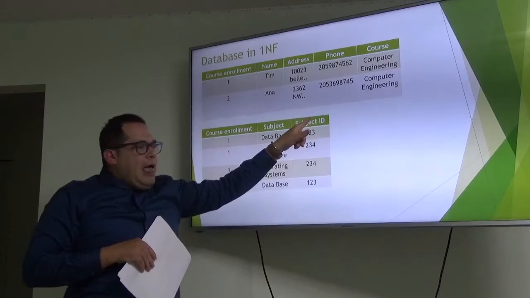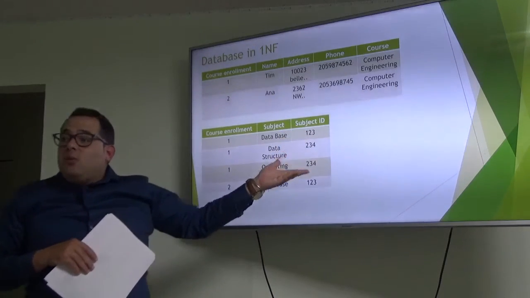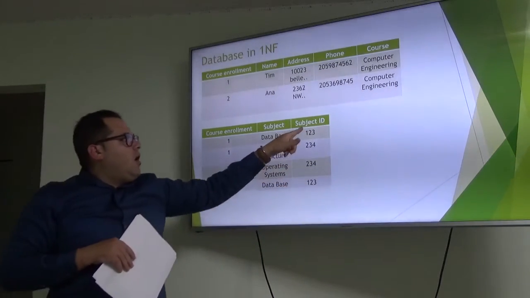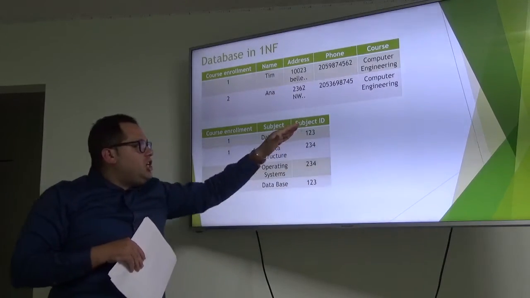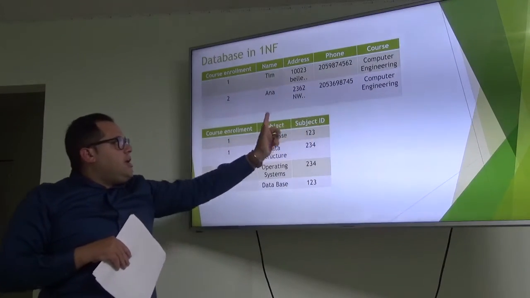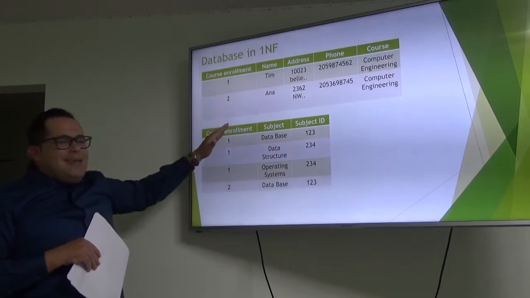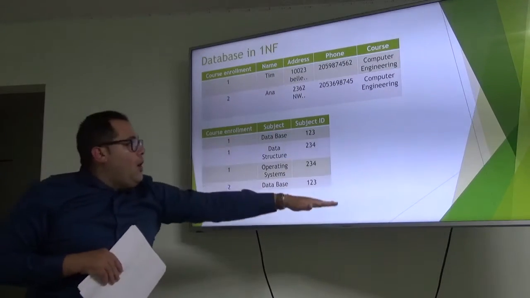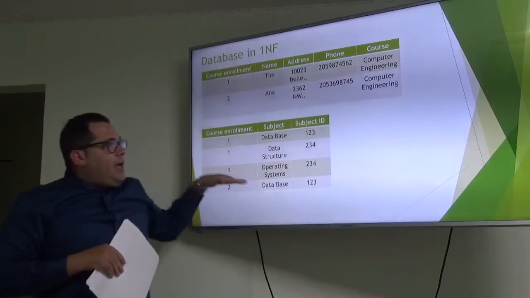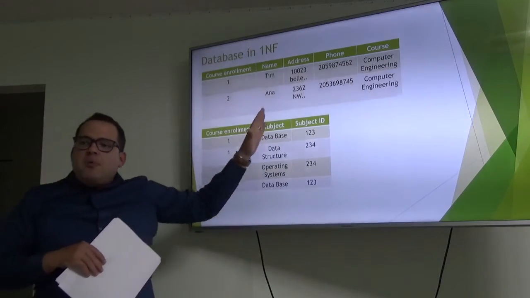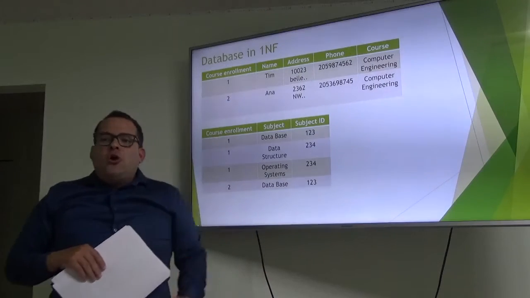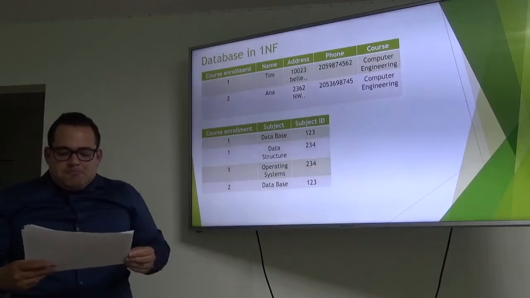Very important. The primary key, what column is it? Okay, the subject ID. The subject ID is the primary key of this table and the course enrollment is the foreign key. So in that structure we can affirm we have the first normal form, okay.